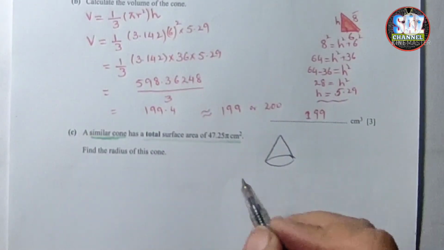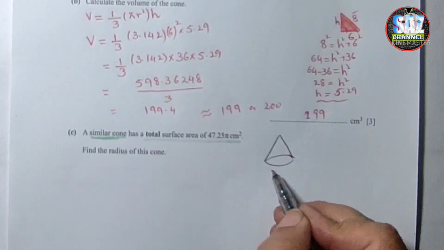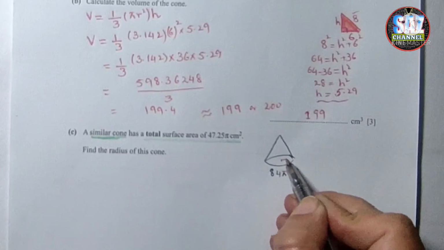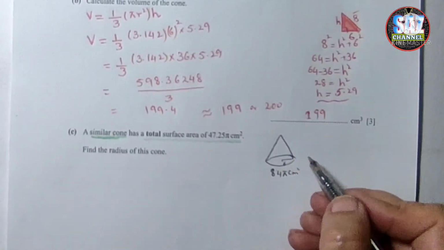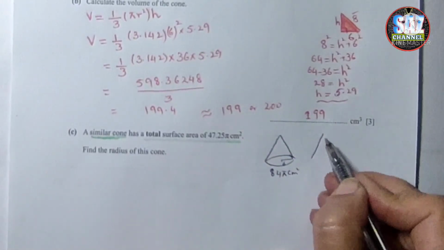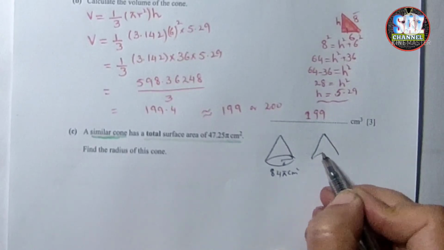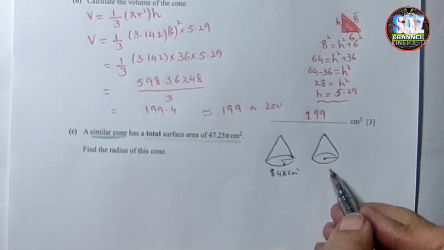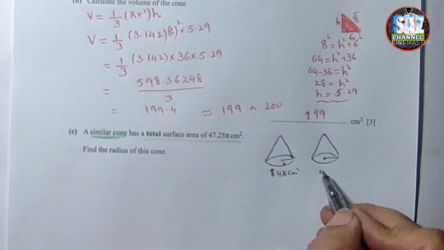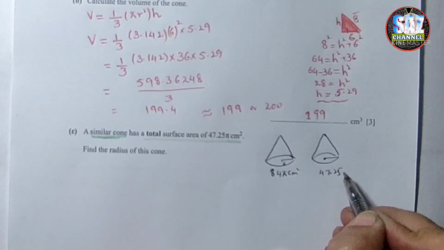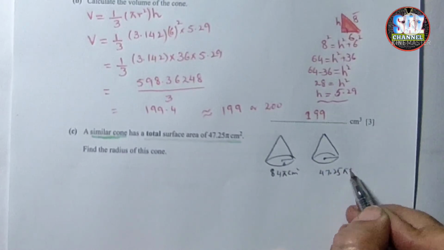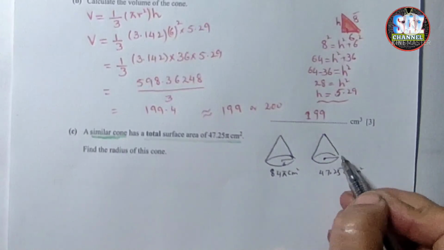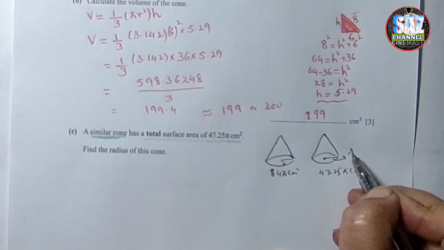Original cone has the area 84 pi centimeter square, and the base radius is 6. And the new cone, this is the new cone, which is similar. The term similar is important. We have to focus on this term. It has the total surface area 47.25 pi centimeter square. Total surface area is given, and we have to find the radius of this similar cone.